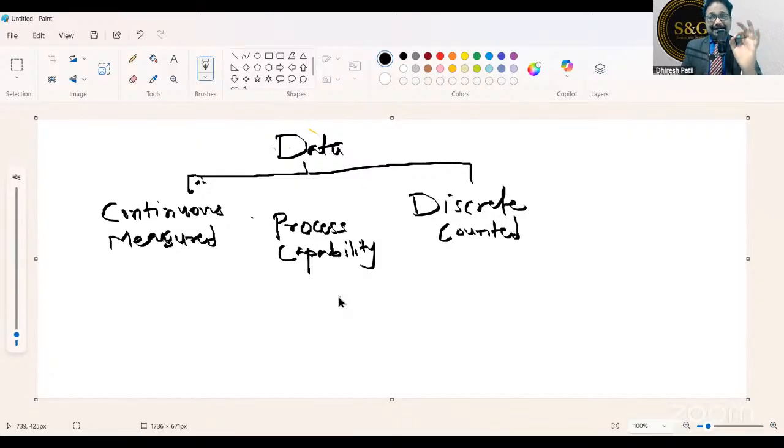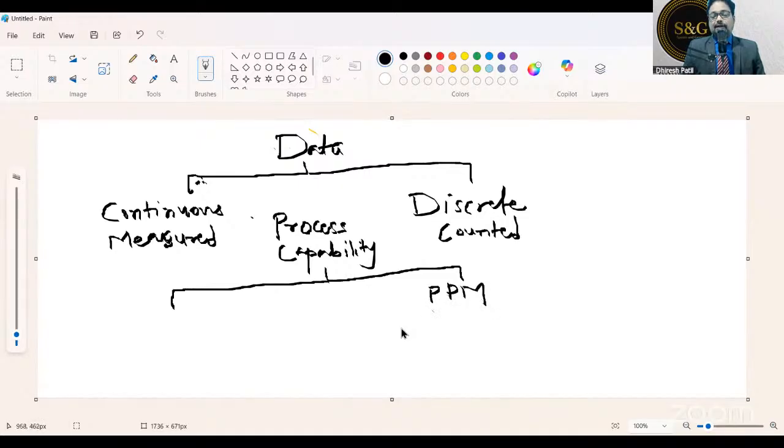Now, when it comes to process capability, if you have discrete data, understand this: if you have discrete data, then you have PPM. What is that? Parts per million. Make a note of this.